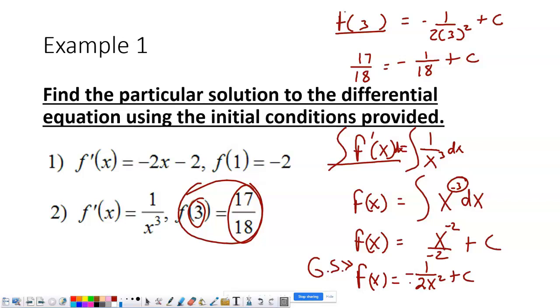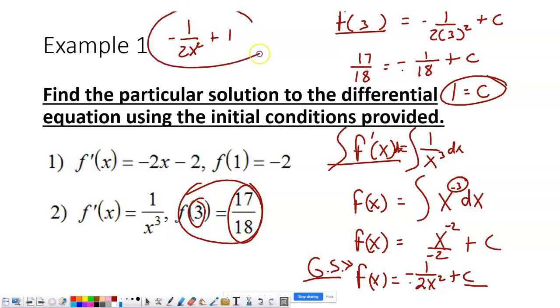And I'm going to go ahead and just add 1/18 on both sides, which gives me 18 over 18, which gives me 1. So c is 1. And so my final answer here will just take your general solution and replace the c with what you got. So it's going to be negative 1 over 2x squared plus 1. There's your particular solution, and I guess we should put f of x equals.